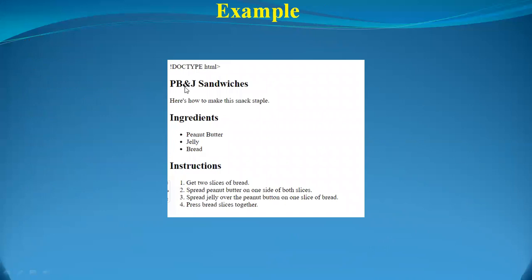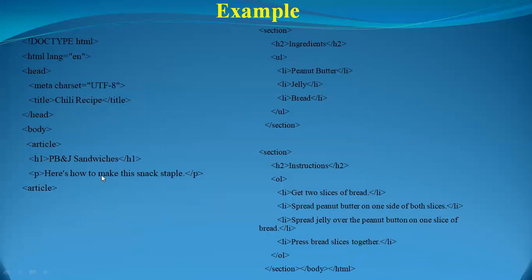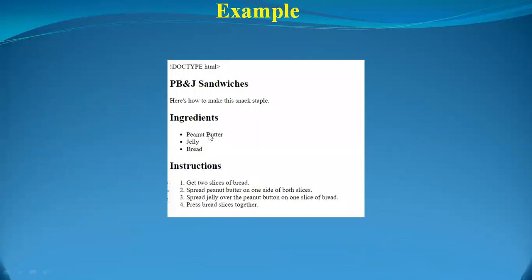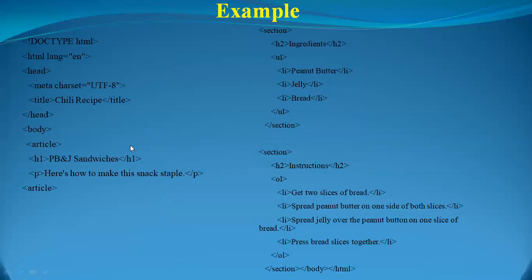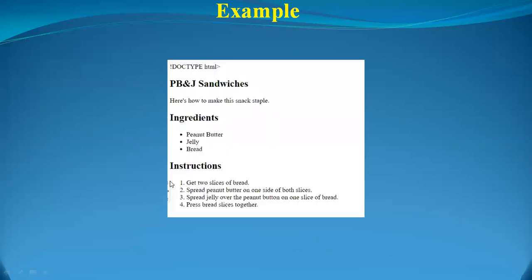See the output. PB and J Sandwich is there. Under the paragraph, how to make the snack is shown. Here, under the paragraph, we get the output like this. Ingredients: peanut butter, jelly, bread. Here we have the unordered list. In the ordered list, we get the output like this: 1, 2, 3. In the instructions, we have list items 1, 2, 3, 4, like this.